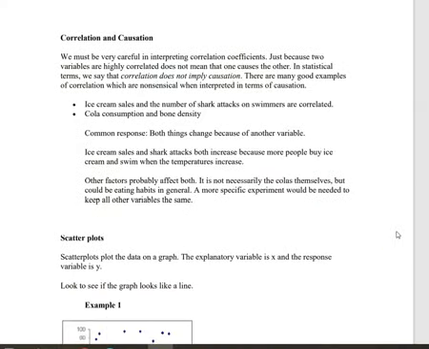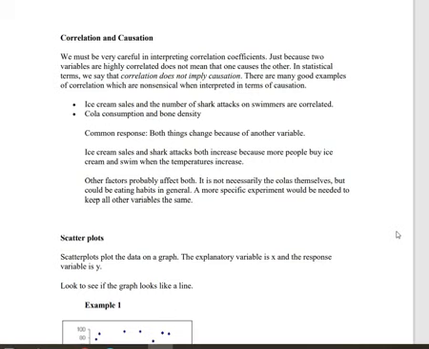One thing about correlation, we must be careful when interpreting it. Just because they're correlated does not mean that one causes the other. We say correlation does not imply causation. There are many good examples of correlation which are nonsensical when interpreted in terms of causation.